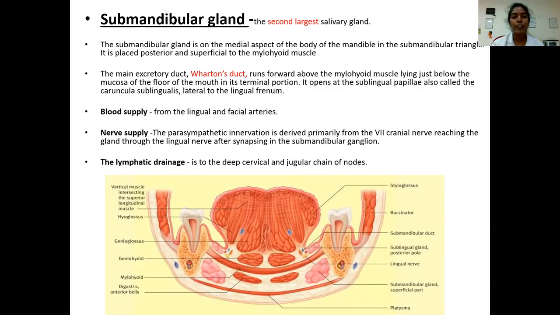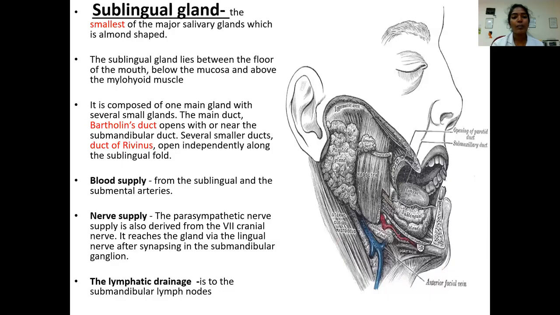The blood supply is from the lingual and the facial artery. Nerve supply, the parasympathetic innervation is derived primarily from the 7th cranial nerve, reaching the gland through the lingual nerve after synapsing in the submandibular ganglion. The lymphatic drainage is the deep cervical and jugular chain of nodes. The sublingual gland, the smallest of the major salivary glands, which is almond shaped.